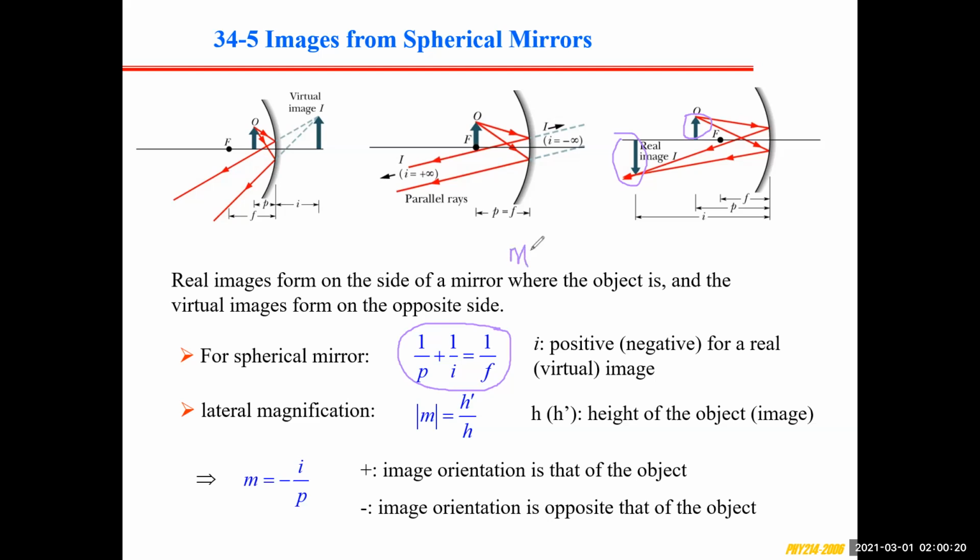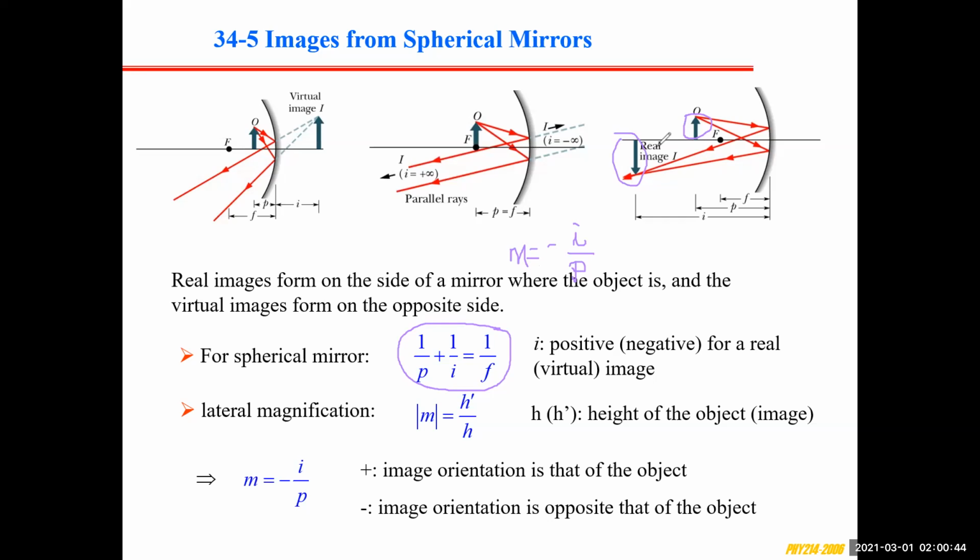So you have M equal to negative I over P, because I, the image distance, has a sign, and P also has a sign. So when you apply this equation, it will tell you whether M is positive or negative. If it is positive, it means that it has the same orientation. If it is negative, then it means that it is flipped.